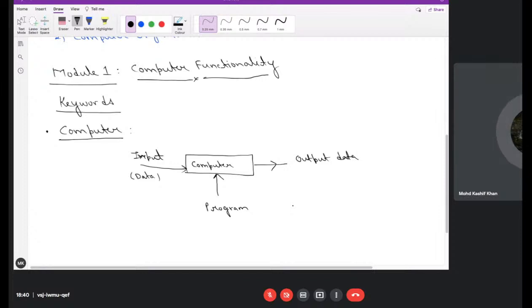Okay, so computer is just a computational machine which processes the input data that we give. We give this input data to this computer, it processes this input data through this program, and then it gives the output. So draw this diagram also.